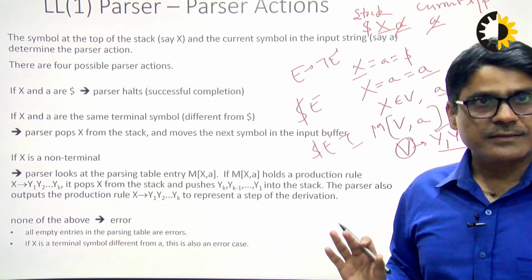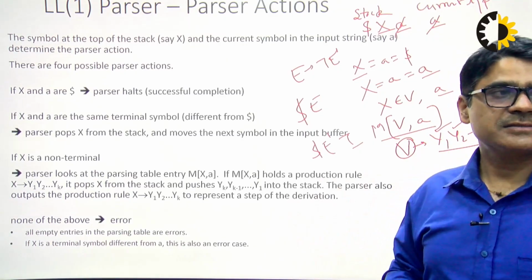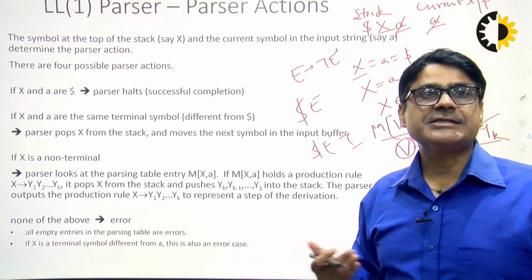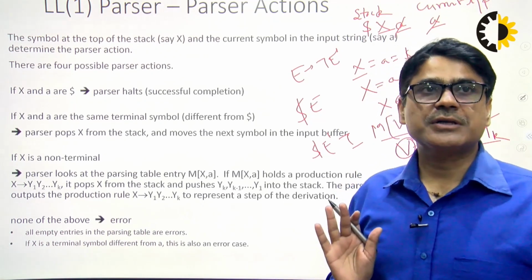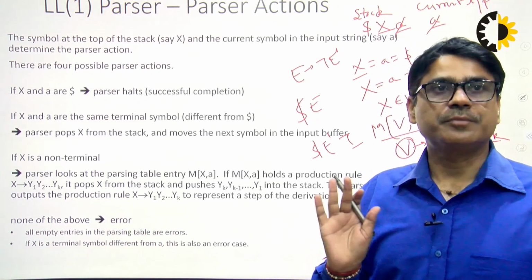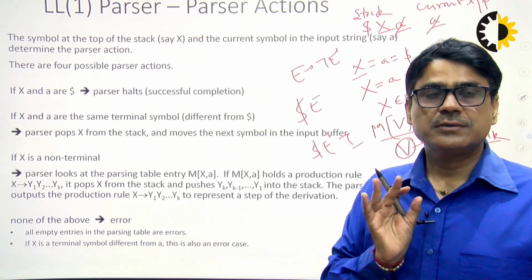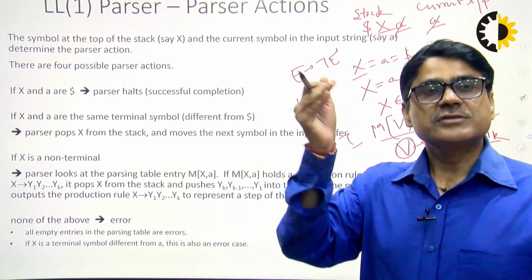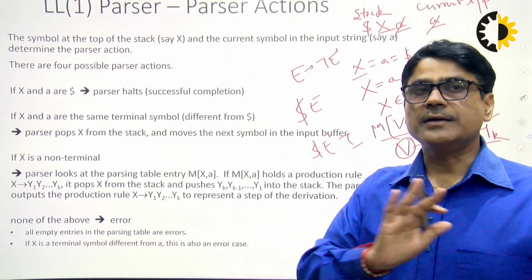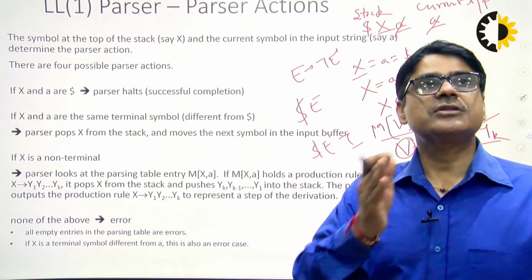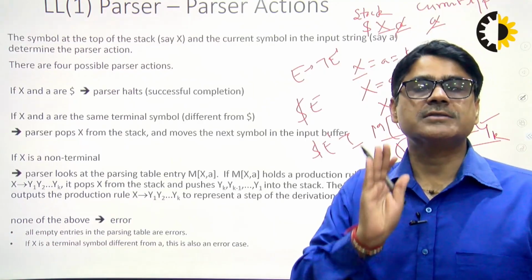If we get nothing, because we reach some blank space in the table, all empty entries are treated as errors. If during the implementation process that situation arises, you have to stop the process and conclude that either the given string is wrong, or the process you have applied has a problem, or the grammar is not suitable for an LL1 parser. So this is the final action, but in between, how will we generate the parsing table? The most important thing is the parsing table generation.